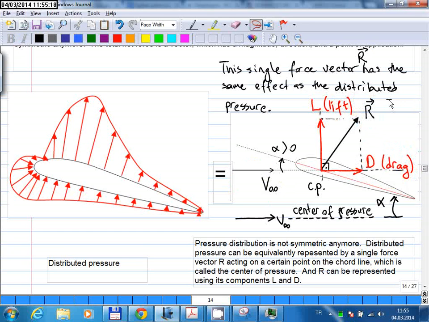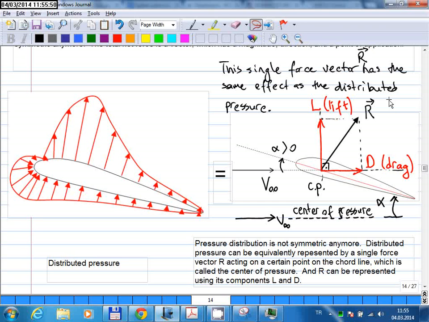Okay, so previously I talked about lift and drag forces. I said lift is to balance the weight, and there's also a drag force. You need a thrust force to overcome the drag force. And now here you see that lift and drag are actually coming from the same thing. They are both coming from the distributed pressure, and the distributed pressure is represented using a single vector, and you divide this vector into two components, and the component parallel to flow is called the drag force, and the component perpendicular to that is your lift force.